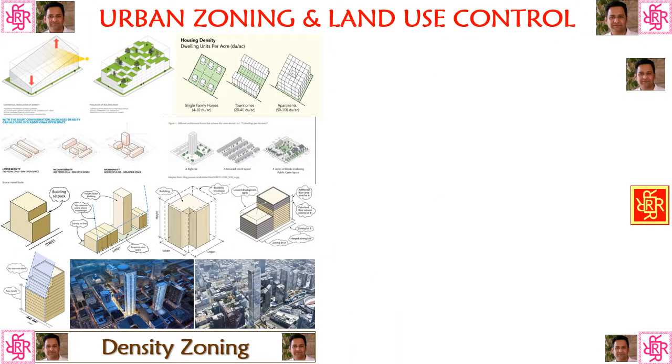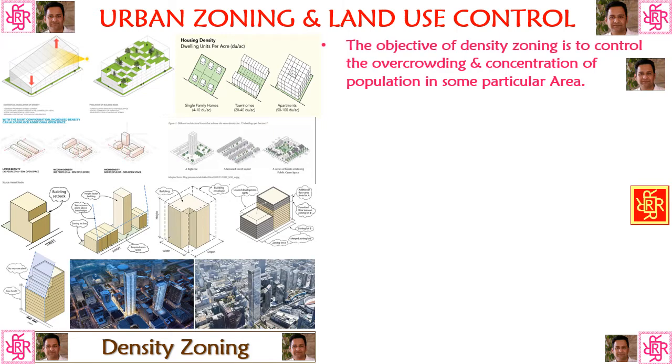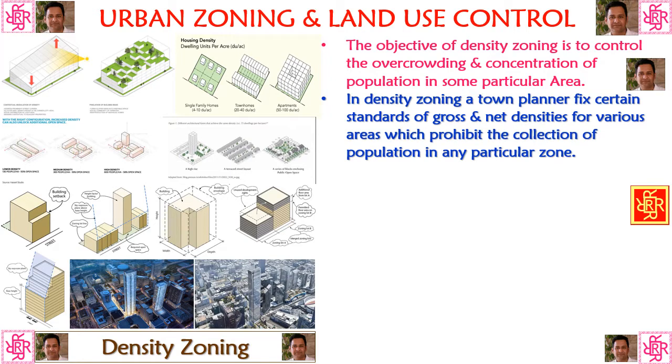Now, density zoning is further described as follows. The objective of density zoning is to control the overcrowding and concentration of population in some particular areas. In density zoning, the town planner fixes certain standards of gross and net densities for various areas, which prohibit the collection of population in any particular zone.